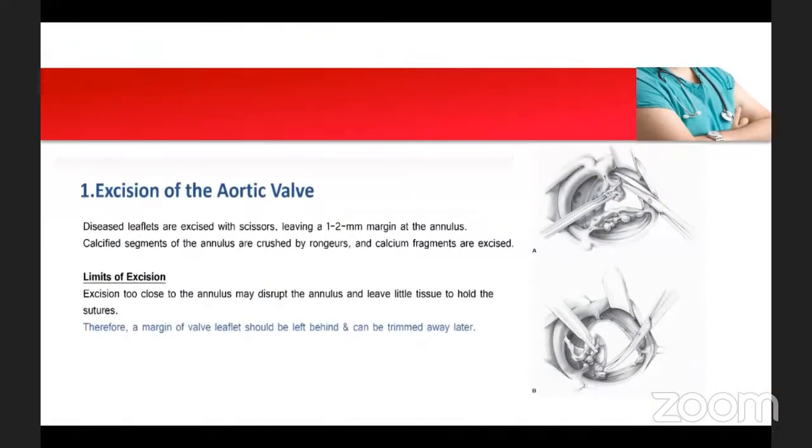Starting with excision of the aortic valve, leaflet excision starts using scissors, leaving a 1 to 2 millimeter margin at the annulus, and the calcification is crushed by rongeurs and excised. However, excision should be limited and not get too close to the annulus, which may disrupt the annulus and leave little tissue to hold the suture. Therefore, a margin of valve leaflet should be left behind and can be trimmed away later.